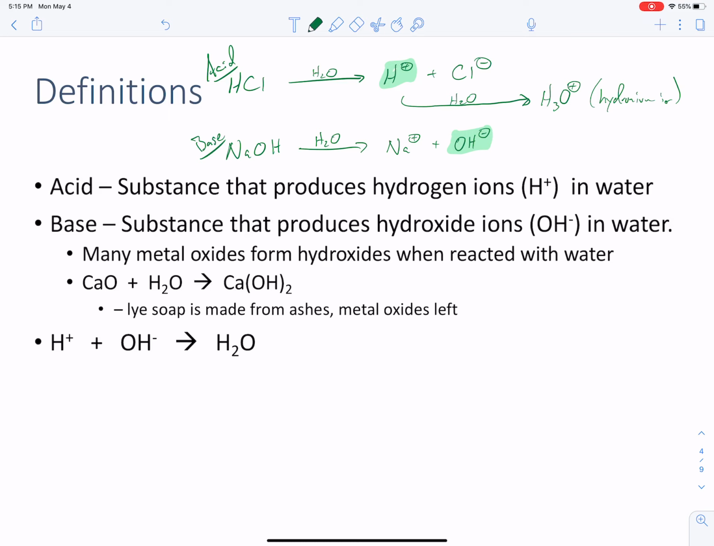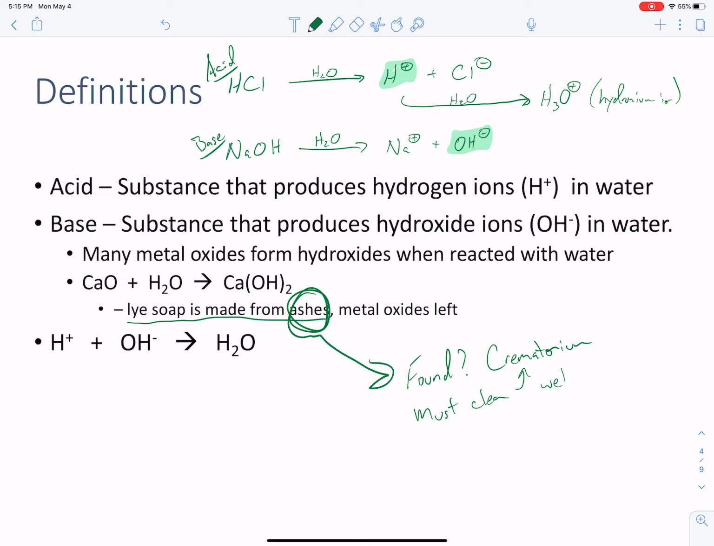Lye soap is made from ashes. Hold on. Where do we find this? Where are ashes found? For our business, it is found in the crematorium, isn't it? So you must clean the crematorium well. Otherwise, it begins to degrade the metals if you're not careful.